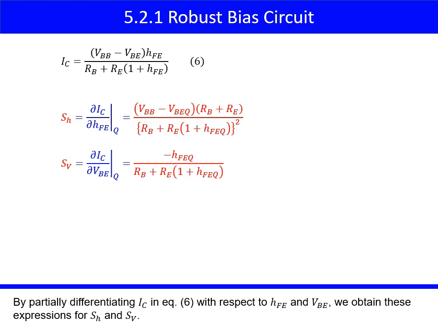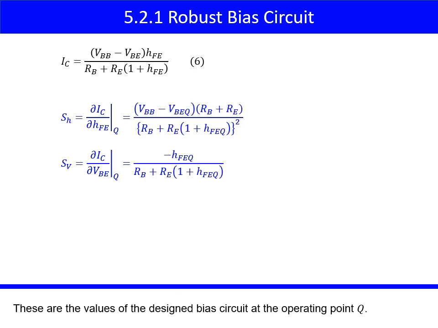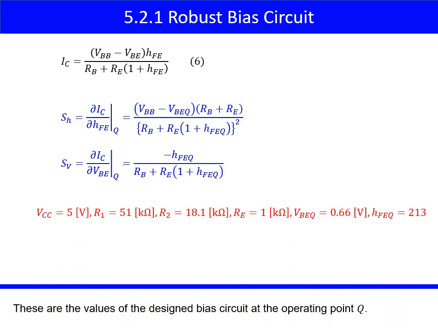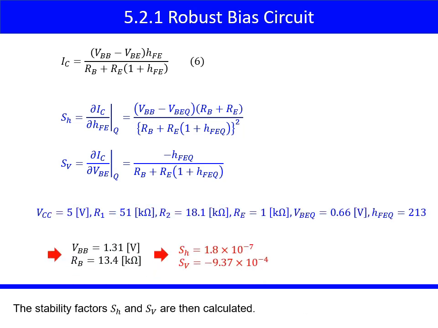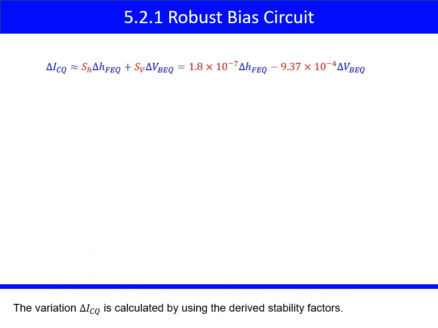By partially differentiating IC in equation 6 with respect to hFE and VBE, we obtain these expressions for SH and SV. These are the values of the designed bias circuit at the operating point Q. The stability factors SH and SV are then calculated. The variation delta ICQ is calculated by using the derived stability factors.